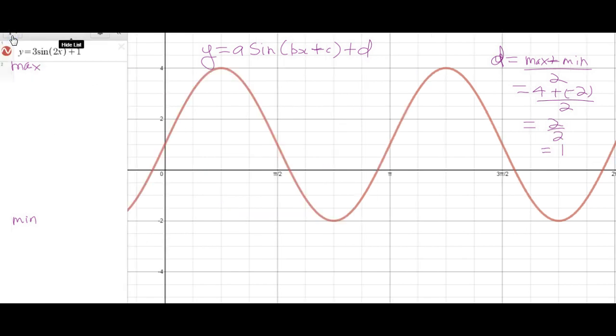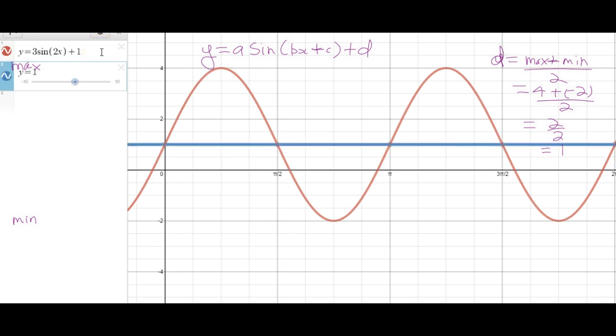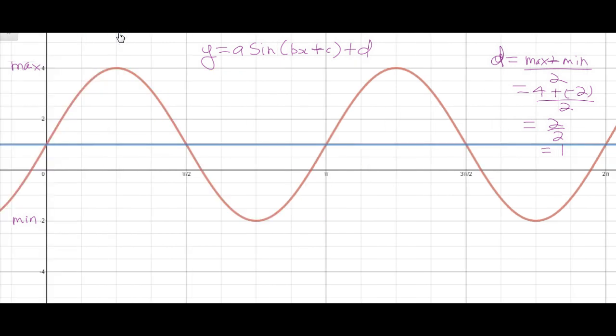Now, a lot of times when you're doing stuff like this, it's good to graph the midline, even if you're just sketching it on yourself. And just make sure, does that look like it's in the middle? Yeah, right? If that's the middle, then that's symmetrical, the same distance above and below. So the d value of this equation is 1. The equation of the midline itself is y is equal to 1.